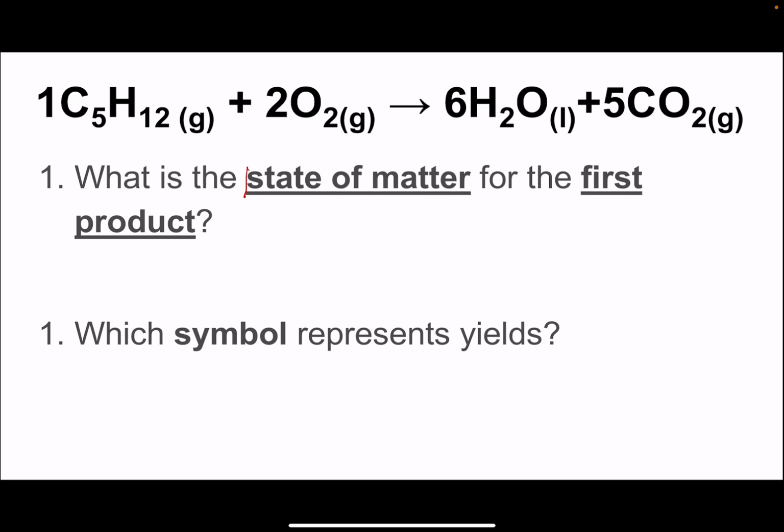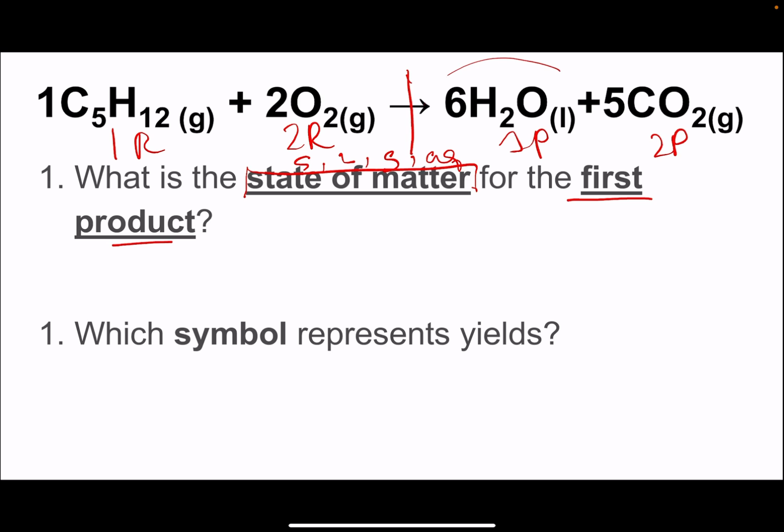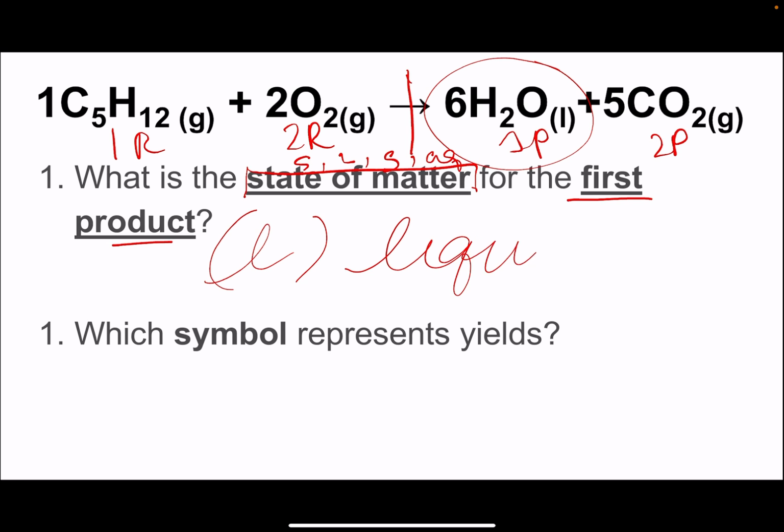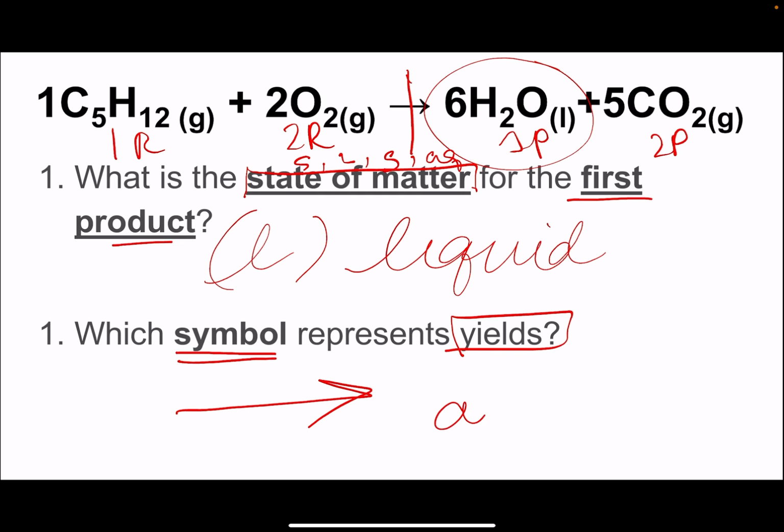Okay, what is the state of matter, meaning solid, liquid, gas, or aqueous, for the first product? So draw our line down. We have our first reactant, second reactant, first product, and second product. We look at our first product, and we see that it is an L, representing that it is a liquid. Now, what symbol represents yields? When we hear the word yields, our symbol is an arrow.